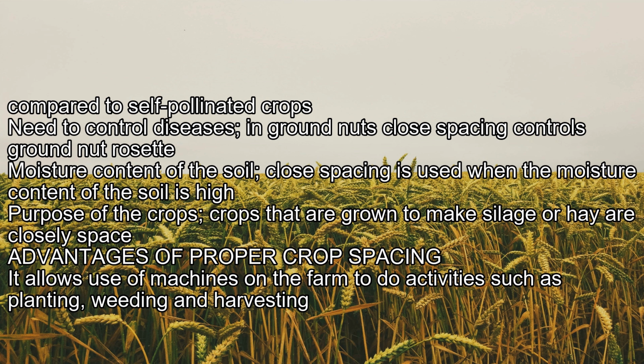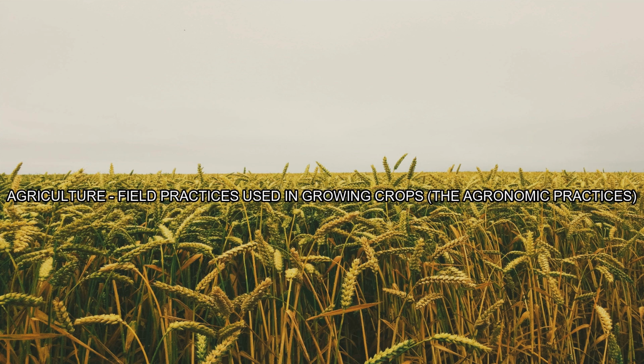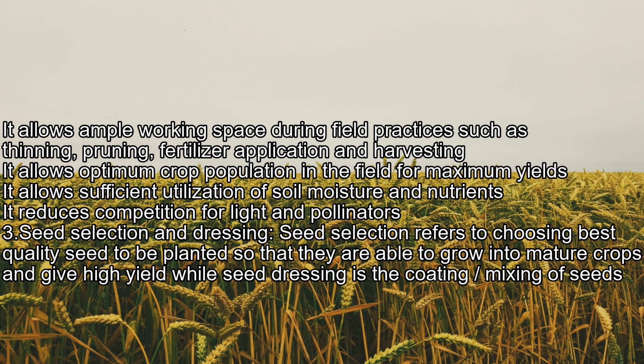It allows use of machines on the farm to do activities such as planting, weeding and harvesting. It allows ample working space during field practices such as thinning, pruning, fertilizer application and harvesting. It allows optimum crop population in the field for maximum yields. It allows sufficient utilization of soil moisture and nutrients. It reduces competition for light and pollinators.